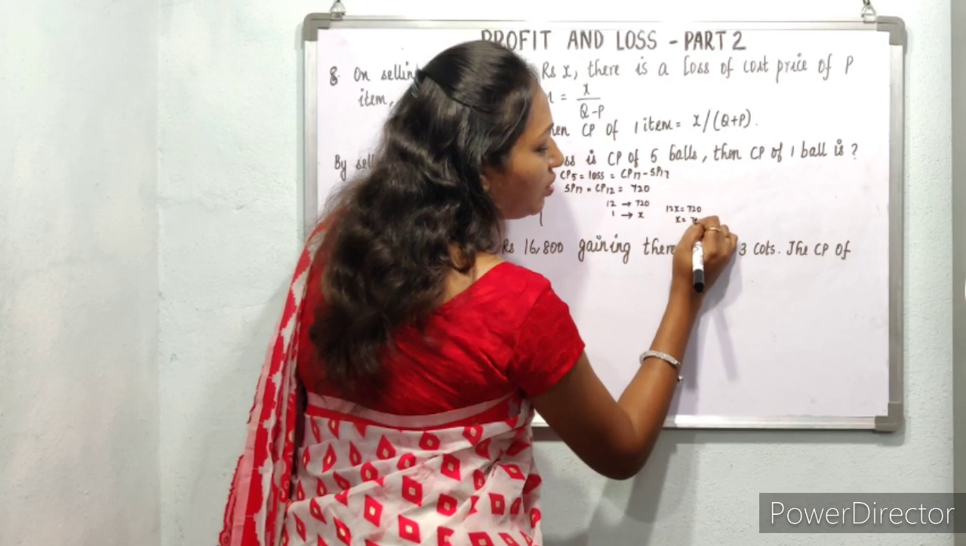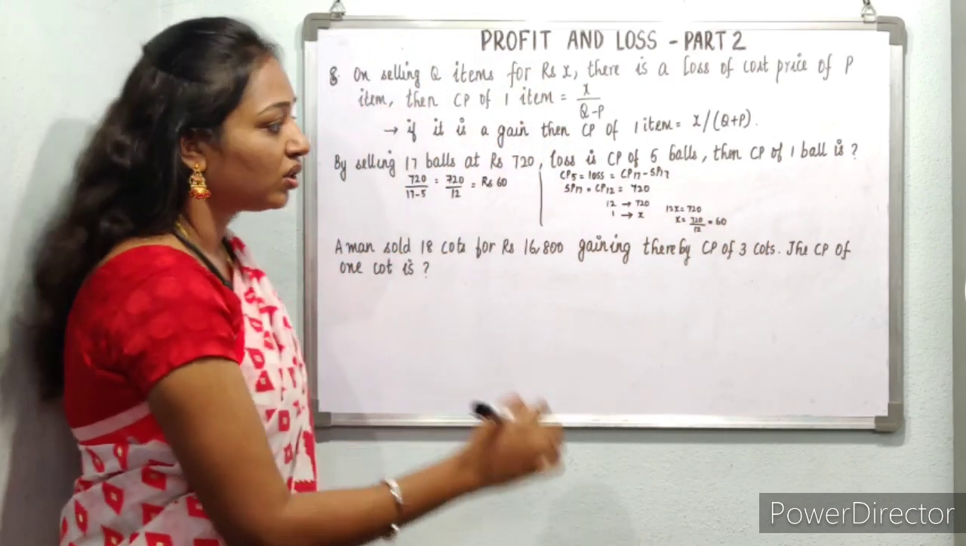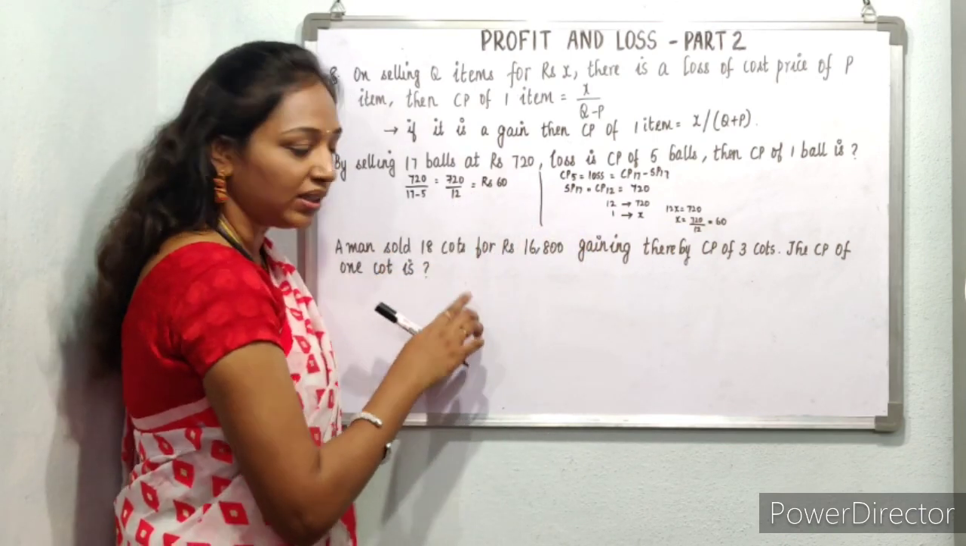So x equal to 720 divided by 12, which will give you 60 rupees. So this is the traditional method and this is the shortcut method. So one more variation in it, we'll see.